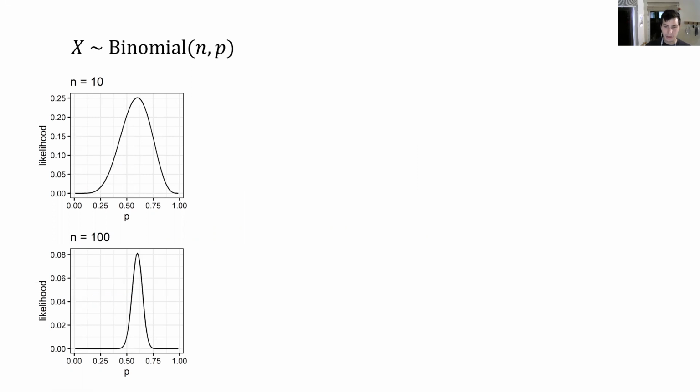Let's illustrate this a little bit. Here I've plotted the likelihood curves for the binomial distribution, where in the first plot, n equals 10 and x, our observed data, is 6. This makes the maximum likelihood estimate for p equal to 0.6. In the second plot, x equals 60 and n equals 100. So the maximum likelihood estimate for p is still 0.6. However, while the peaks are in the same place, it's clear that the curvature around the peaks is quite different. In the second plot, where n is 10 times higher than in the first plot, the peak is much, much steeper.